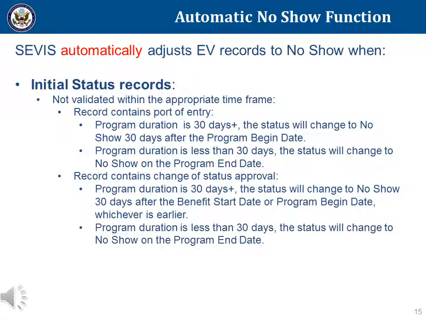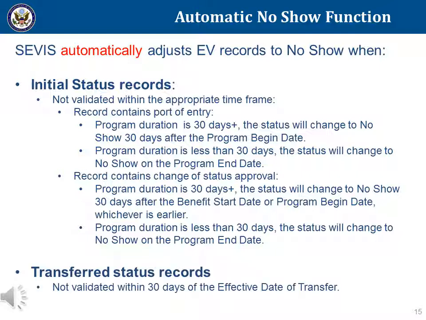If the record contains change of status approval and the program duration is less than 30 days, the status will change to no-show on the program end date. If the record was transferred, the status will change to no-show 30 days after the effective date of transfer.